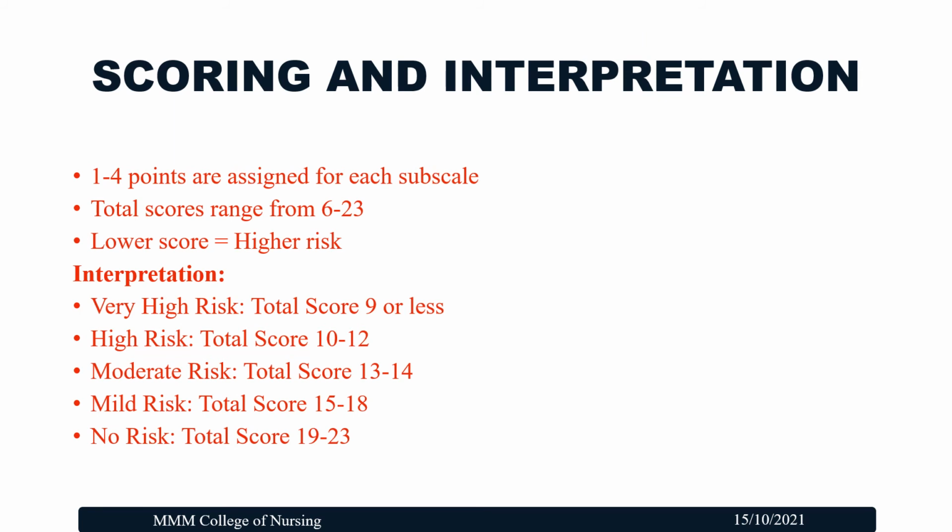The total scores range from 6 to 23. The lower the score, the higher is the risk of developing a pressure injury or ulcer. The interpretation is as follows. Very high risk when the total score is 9 or less, high risk total score of 10 to 12, moderate risk when the total score is within 13 to 14, mild risk when the total score is within 15 to 18, and there is no risk when the total score is between 19 to 23. The lower the score, the more aggressive the actions to be taken to prevent or heal a pressure injury.